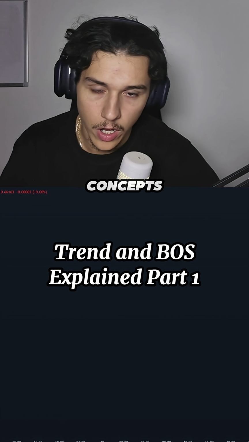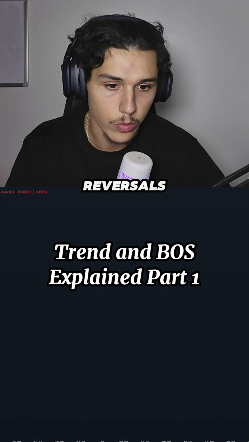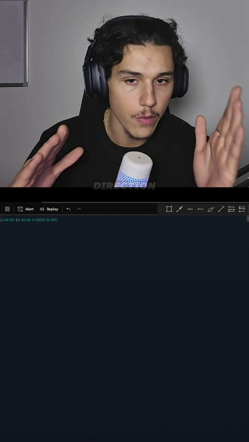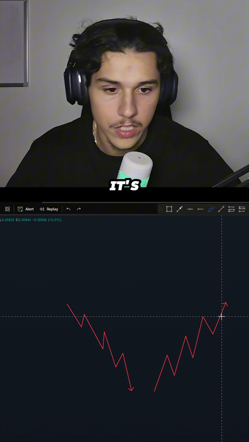So one of the most important concepts in trading that everyone should know, from beginners to pros, is trend and trend reversals. A trend means when price is moving in one direction, so either up or down. And when price moves down, it's called a downtrend. When price moves up, it's called an uptrend.